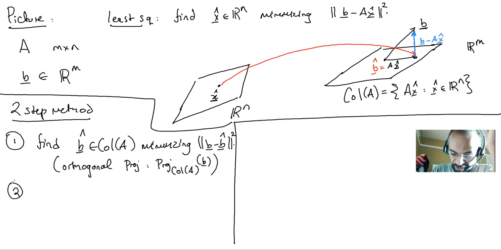And then what would you do? You're not done yet, right? Because now you found b̂, but we wanted x̂. How are you going to find x̂? Would we just do row reduction for Ax̂? Yeah, just do row reduction.